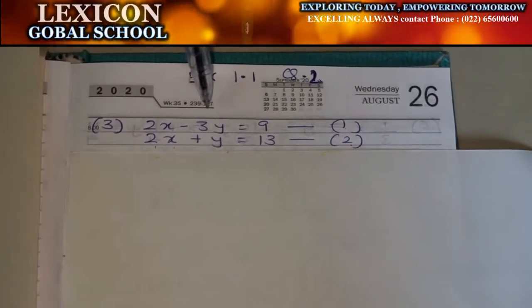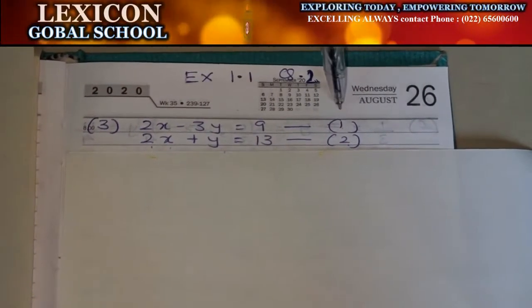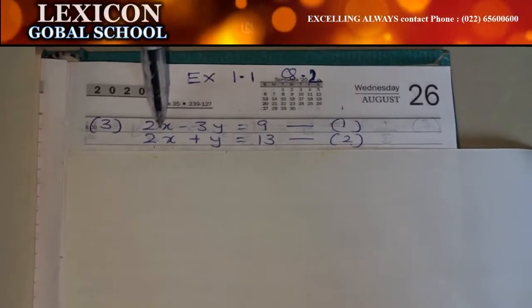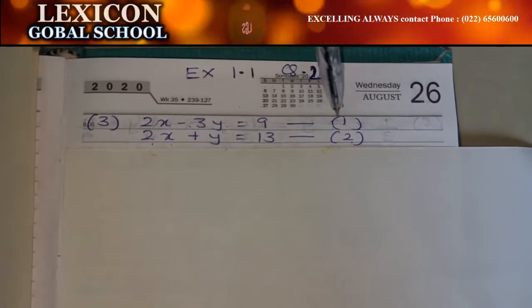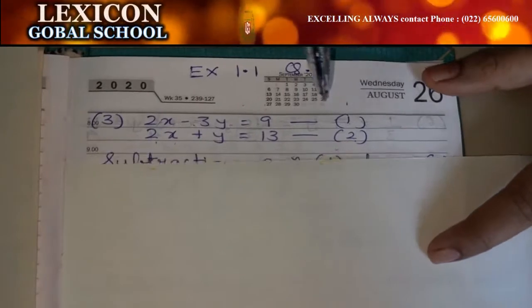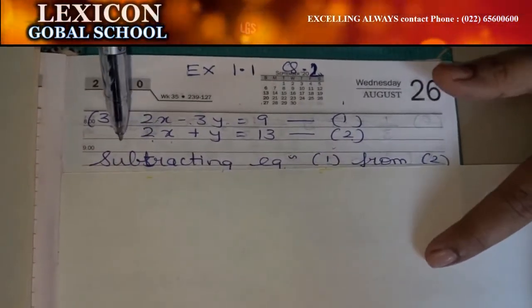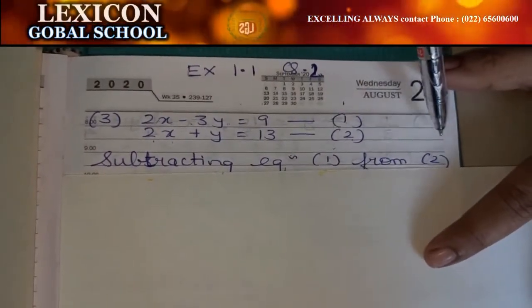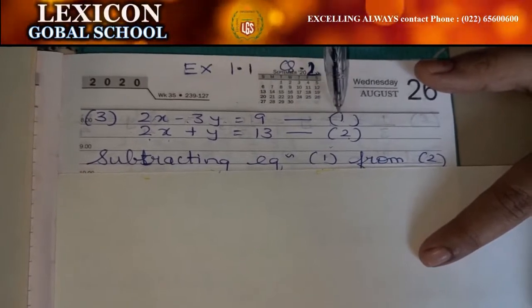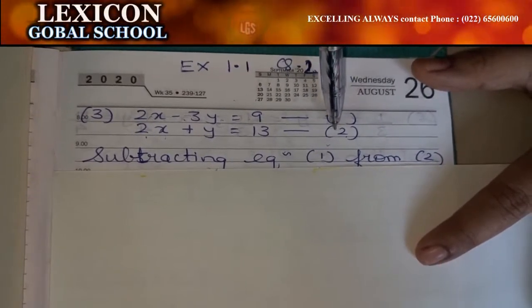2x minus 3y is equal to 9. This is my equation number 1. 2x plus y is equal to 13. This is my equation number 2. Now, subtracting equation 1 from 2. What am I going to do? I am going to subtract equation 1 from 2.